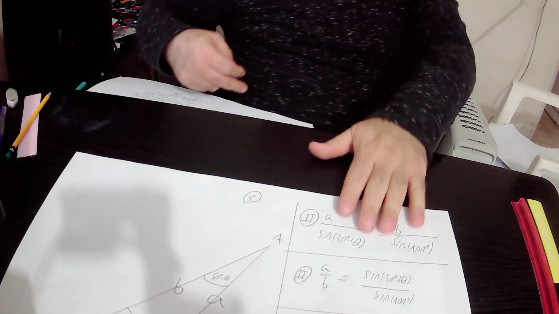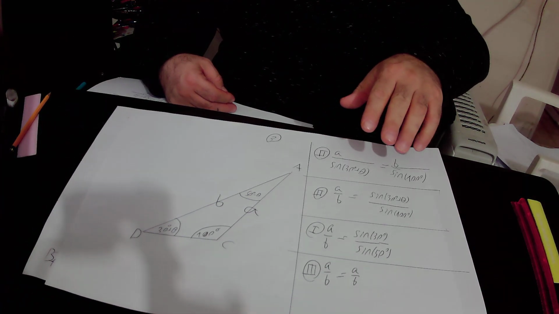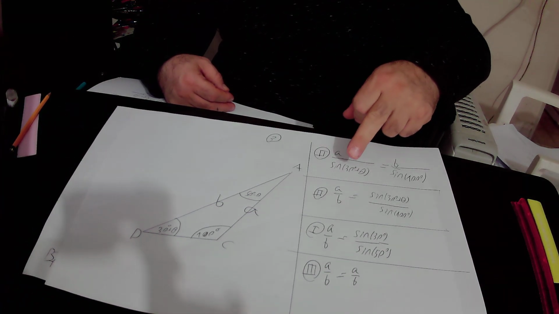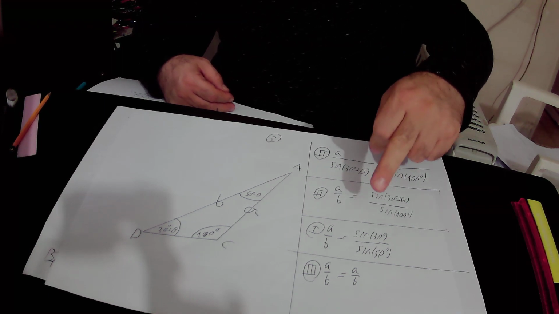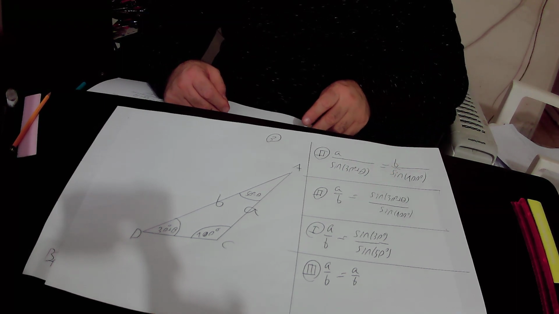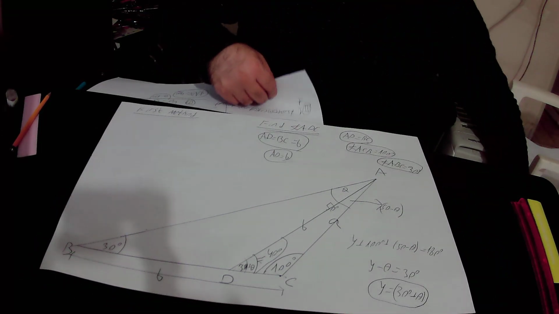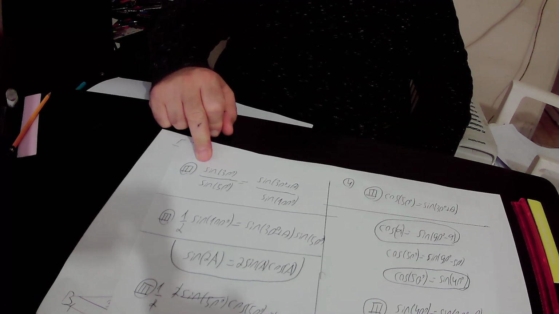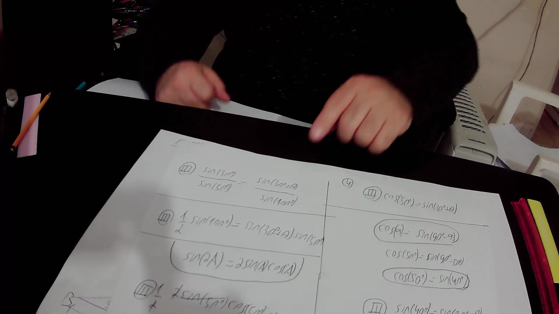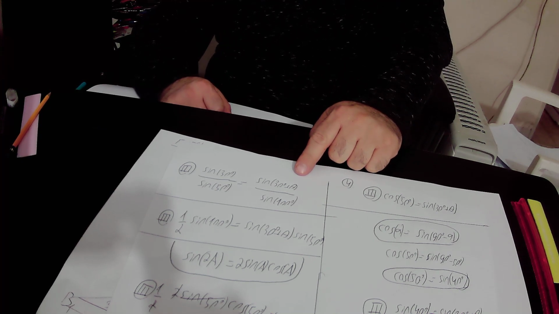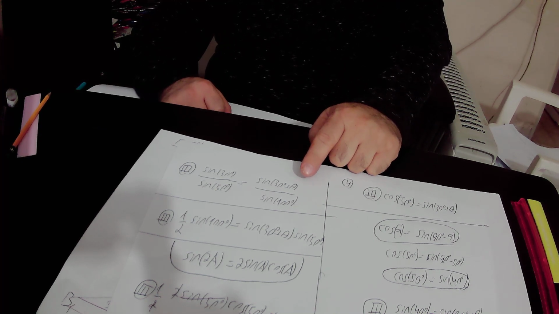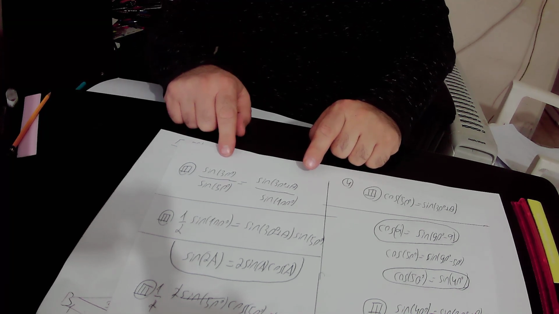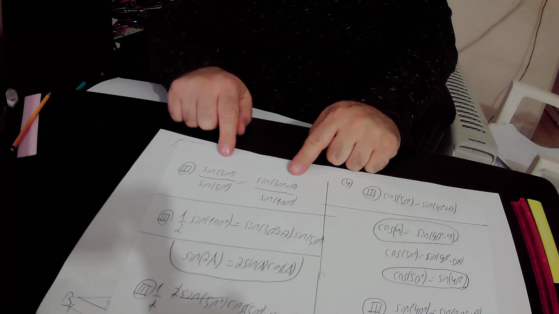Then we created equation number 3 that states that A over B according to equation number 1 must be equal to A over B according to equation number 2. So, according to equation number 3, A over B according to equation number 1 is sine 30 degrees over sine 50 degrees, and A over B according to equation number 2 is sine 30 degrees plus theta over sine 100 degrees. So A over B according to equation number 1 must be equal to A over B according to equation number 2.